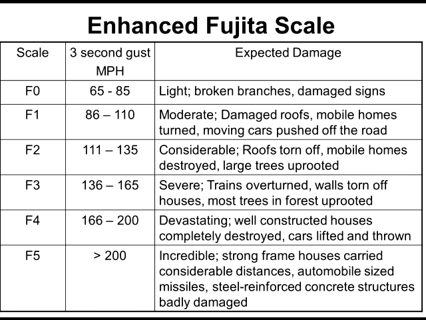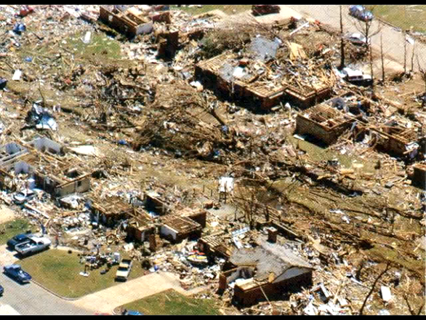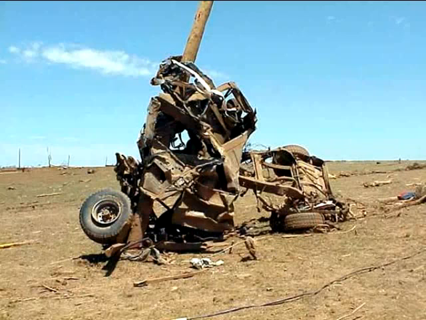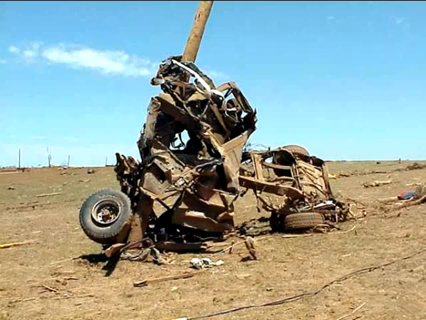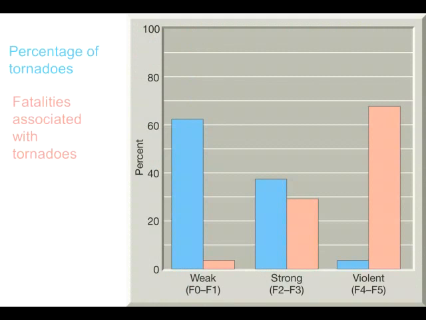The F5 tornado, with gusts over 200 miles per hour, is associated with incredible damage. Strong frame houses carried away considerable distances, automobile-sized missiles, steel-reinforced concrete structures are badly damaged. Weaker tornadoes are the most common, but the most damage is caused by the violent tornadoes. The damage is mainly caused by violent winds and flying debris.